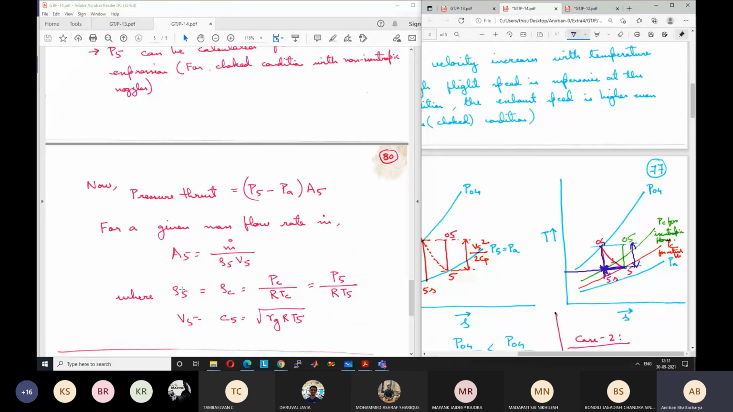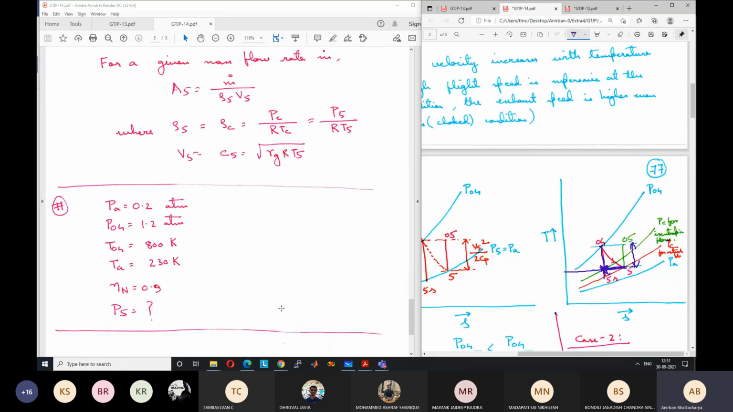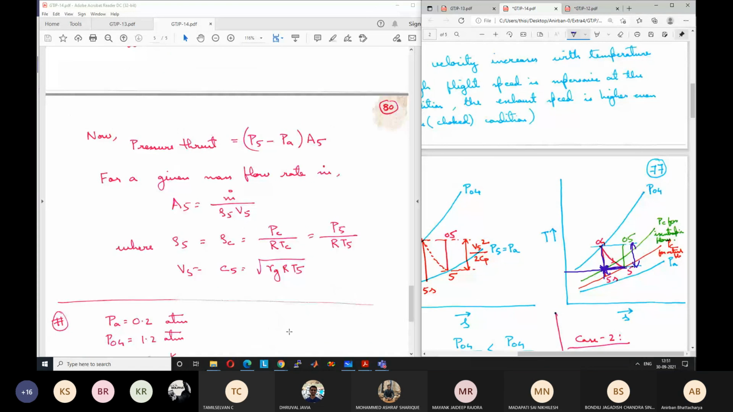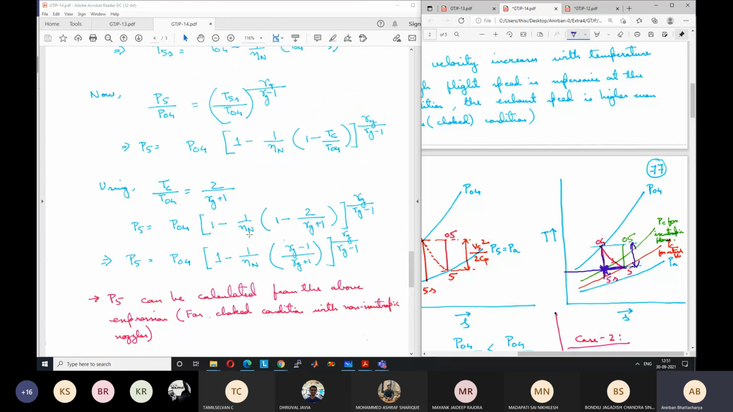So the area will be equal to m dot by rho 5 V5. This gives us the exit area for a given mass flow rate, and by calculating the exit area, we can calculate the pressure thrust. Momentum thrust we can directly calculate based on the V5 exit velocity.